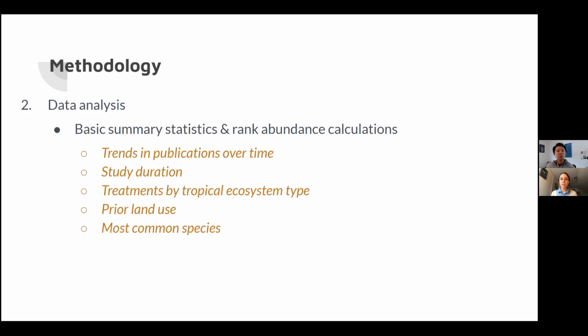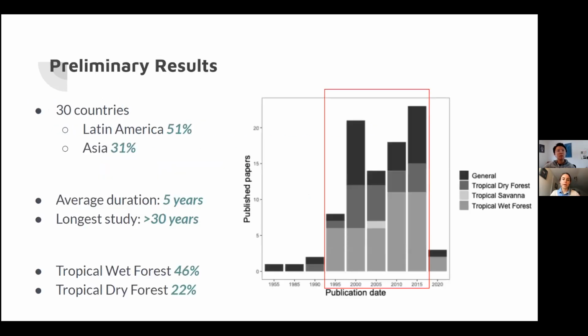And we then analyzed the data by conducting basic summary statistics and rank abundance calculations to determine trends in publications over time, as well as in study duration. We also analyzed which treatments were most commonly used depending on the ecosystem type, what the land use before the restoration was, and which species were targeted most commonly in ANR treatments.